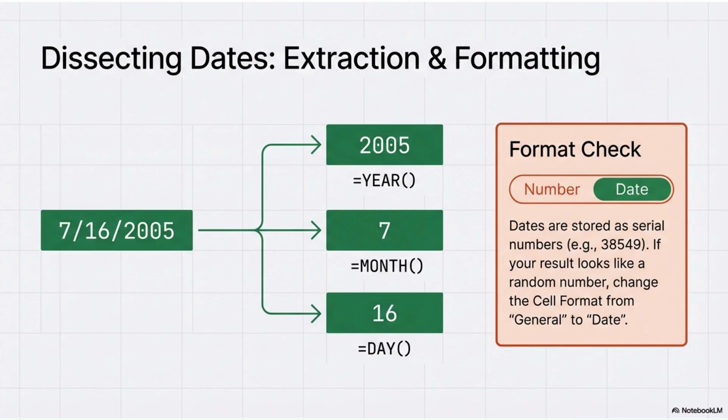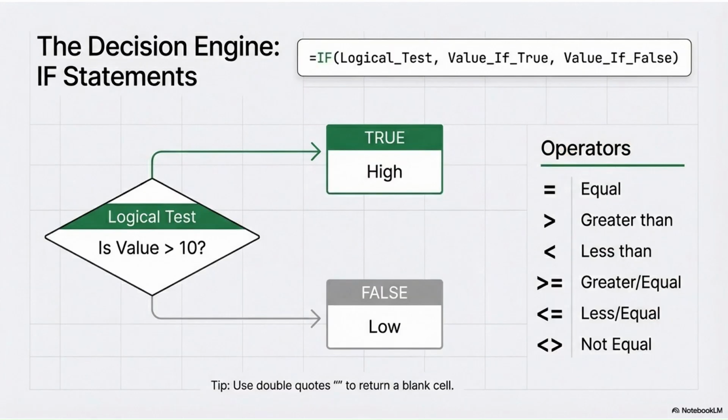Dissecting dates. If you need to pull specific parts out of a date, use the extraction functions: YEAR, MONTH, and DAY. Pro tip, dates are stored as serial numbers. If your result looks like a random number like 38549, change your cell format from general to date.